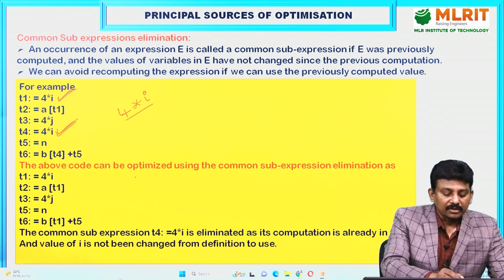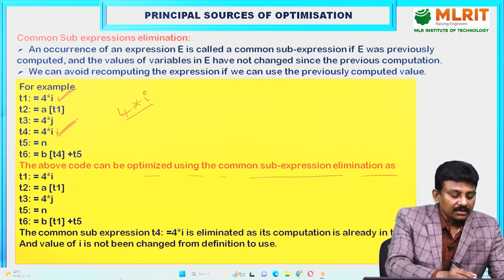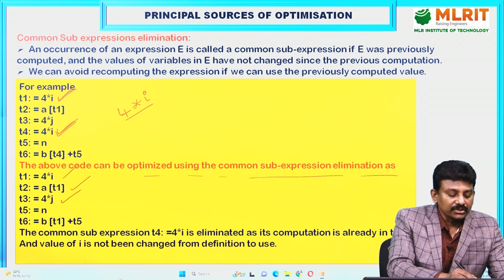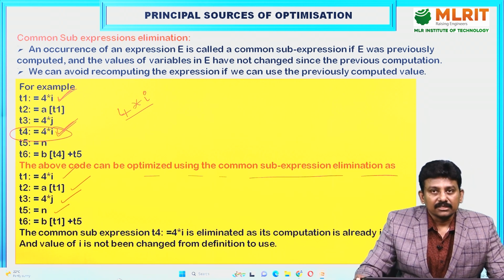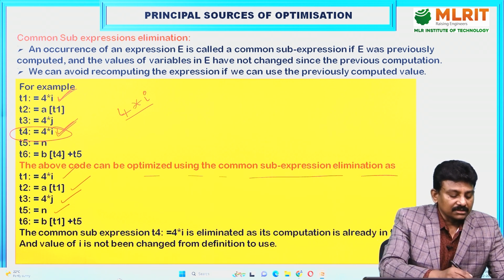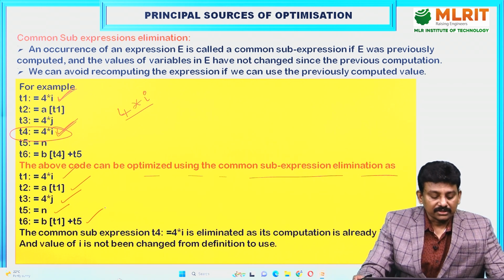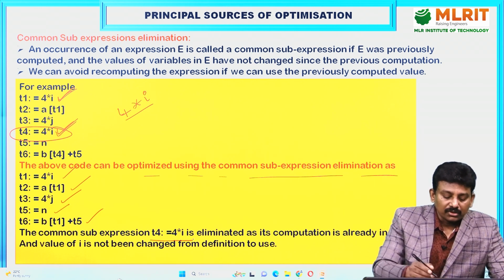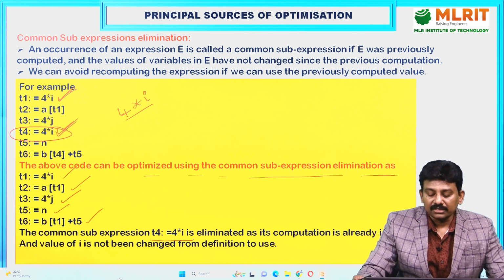The above code can be optimized using the common sub-expression elimination. See, T1 is equal to 4 into I, T2 is equal to A of T1, T3 is equal to 4 into J, T5 is equal to N. So, T4 is eliminated because that statement contains a common sub-expression. T6 is equal to B of T1 plus T5. The common sub-expression T4 is equal to 4 into I is eliminated as its computation is already in T1.